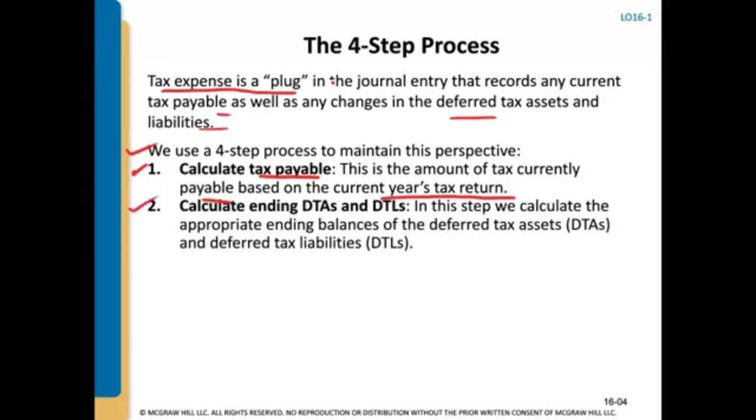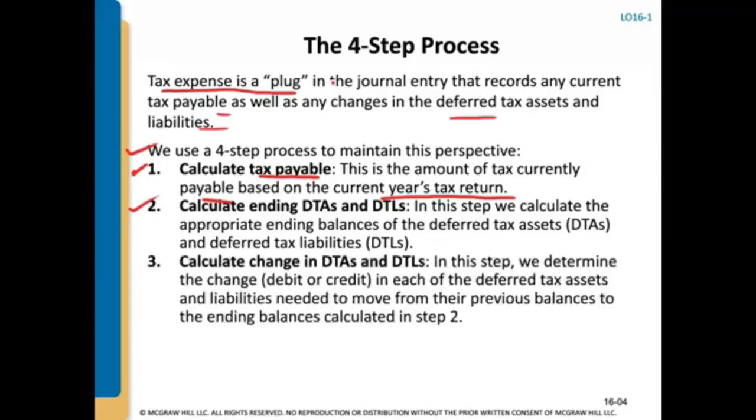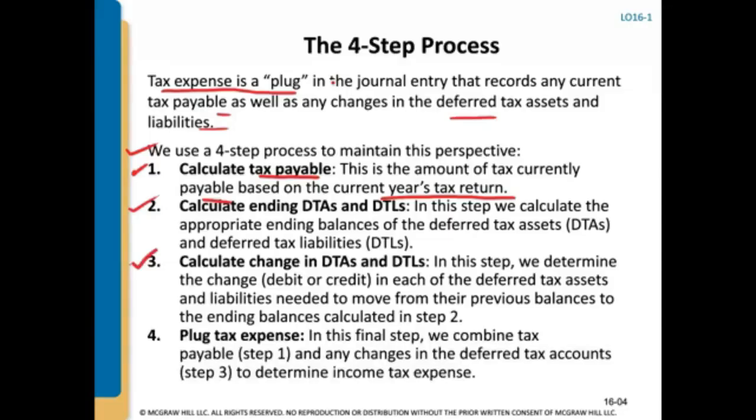Step 2 is you're going to calculate your ending deferred tax asset and deferred tax liability. And then step 3 is you're going to take the change between your beginning and ending deferred tax assets or deferred tax liabilities, and you're going to record that change as a debit or credit, depending which way it goes. And then the final step, step 4, is now you've recorded your taxes payable, you've recorded your deferred tax assets or liabilities, so you have to plug that journal entry to income tax expense.